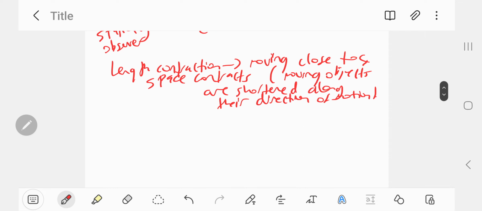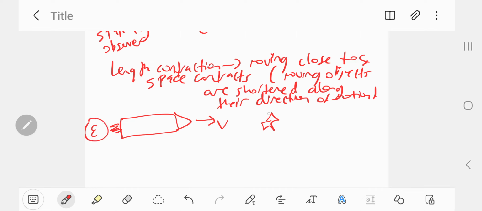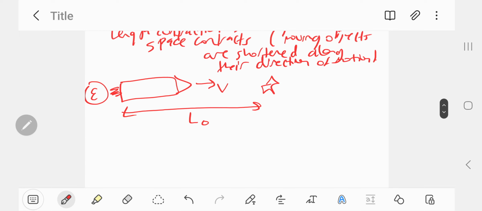Let's look at a simple example. Suppose you have a spaceship moving at some velocity v to the right, moving towards a star. The spaceship has taken off from Earth, it's moving towards the star, and the distance between the spaceship and the star is L sub naught. So we can write an expression for L sub naught in terms of the velocity and the time it takes for the spaceship to reach the star. L sub naught is equal to Vt. In other words, V is equal to L sub naught over T.